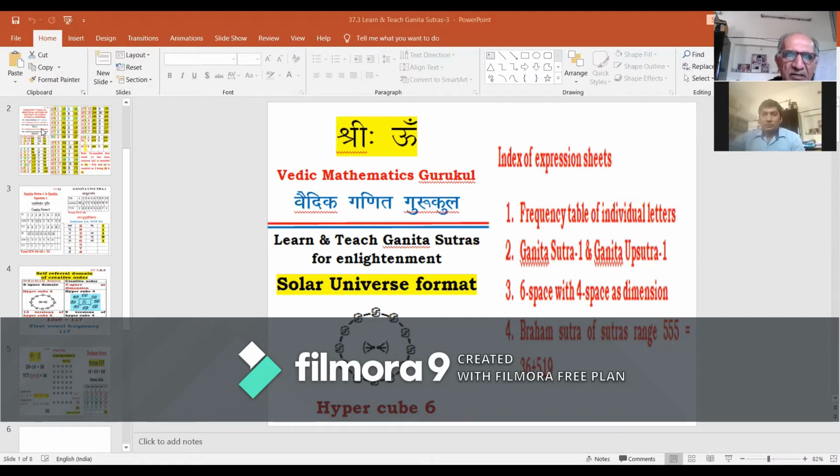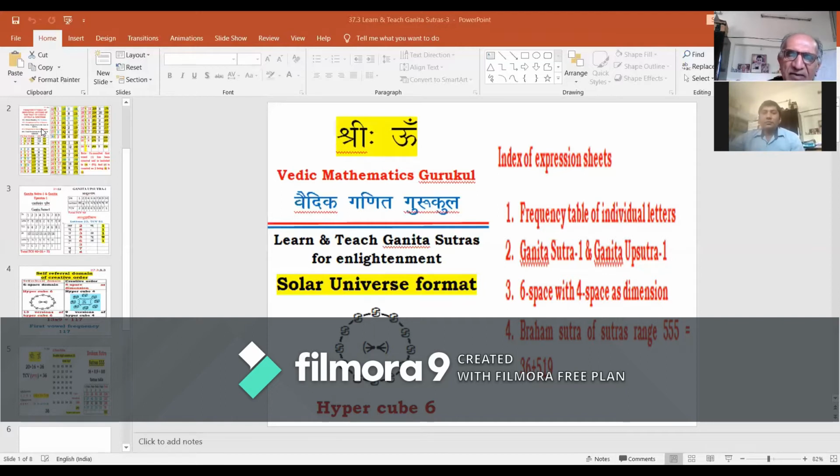Vedic mathematics as a mathematical domain is leading us to the format features of our solar universe. The solar universe as such is a six-space setup, a self-referral domain. This self-referral domain is of a creative order, meaning four space is playing the role of the dimension of six space. Six space manifests as hypercube 6.